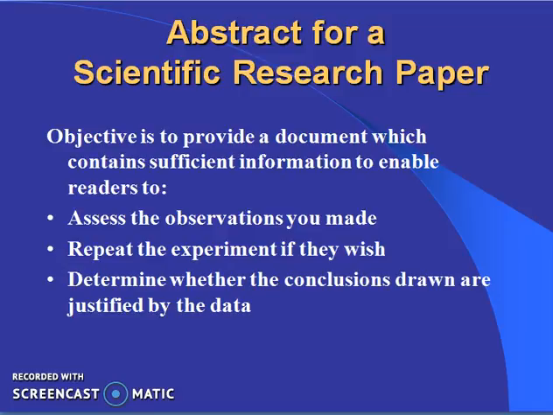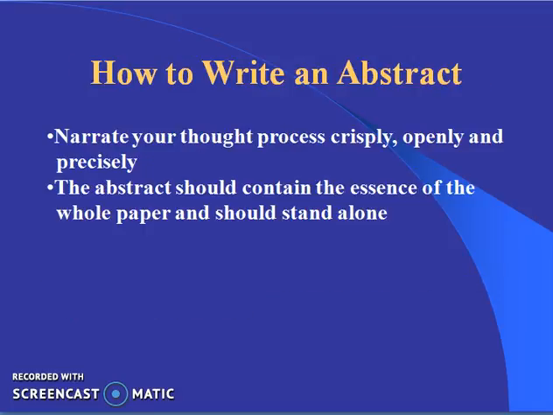Abstract for a scientific research paper has many purposes to serve. Its objective is to provide a document which contains sufficient information to enable the readers to assess the observations you made, repeat the experiment if they wish, and determine whether the conclusions drawn are justified by the data.